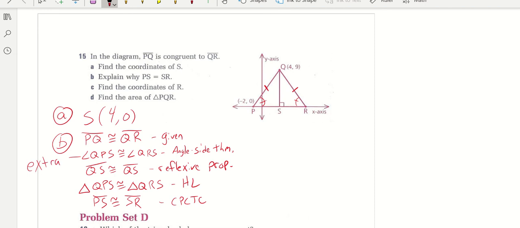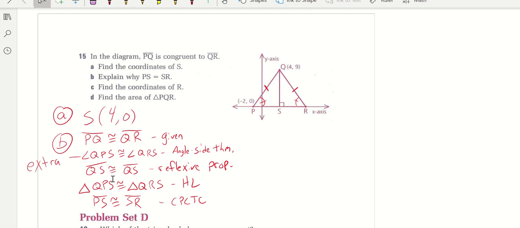It's a true relationship, but it doesn't help us build our case for using the hypotenuse leg theorem for triangle QPS being congruent to triangle QRS. All you need for the hypotenuse leg theorem is the right angles, right? QS congruent to QS, that'd be the leg using the reflexive property, and QP congruent to QR. Those are the two hypotenuses that are congruent that was given to us.